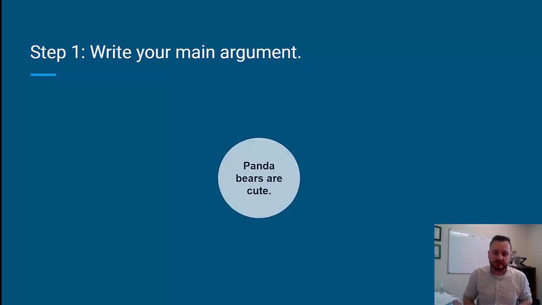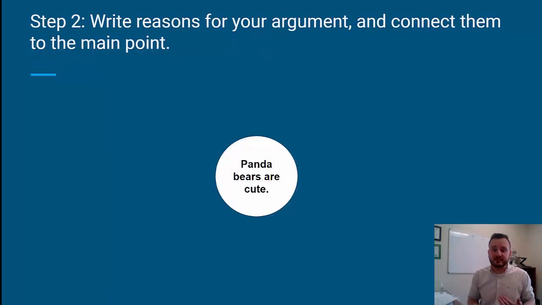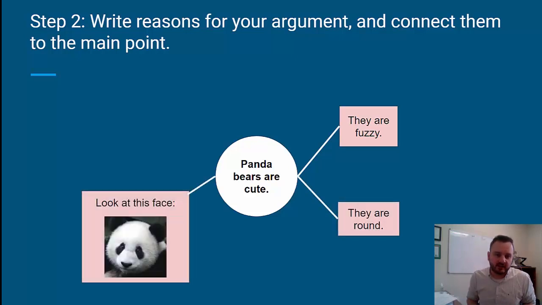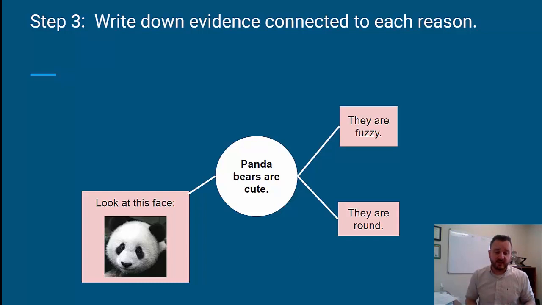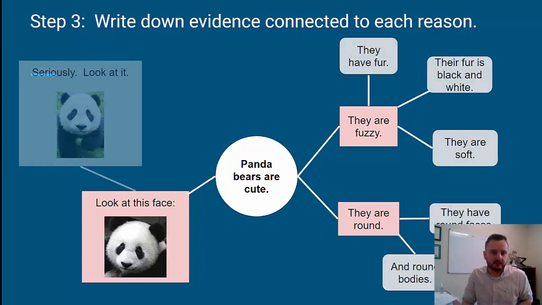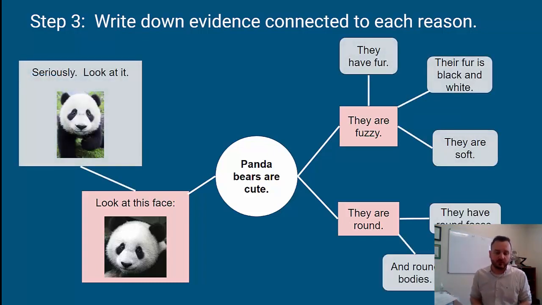For example, I'm going to make the claim that panda bears are cute. That's what I want to write my paper about. Next, you're going to write down reasons for your argument. So again, these are why should I believe you? And you're going to connect these with lines to your main argument. So here I've got 3 reasons why I think panda bears are cute and why you should believe me. Finally, you're going to write down the evidence and connect the evidence to your reason. So evidence, again, is how you know or how you can back up your reasoning. So I've connected some different pieces of evidence here to my reasoning.